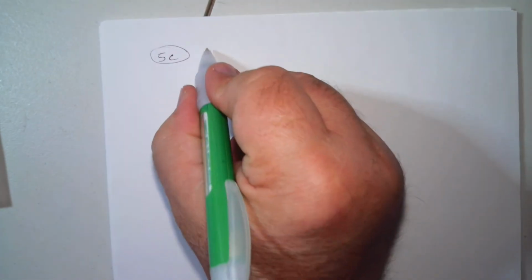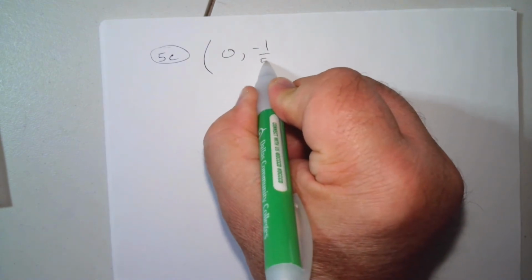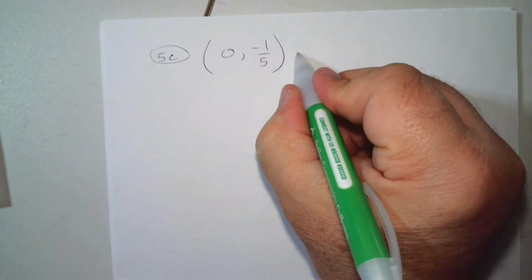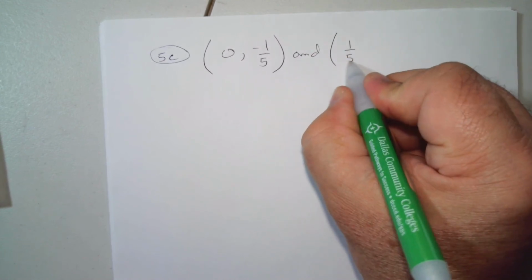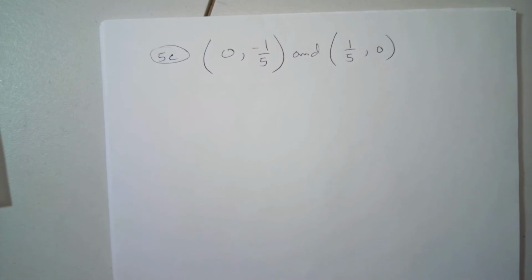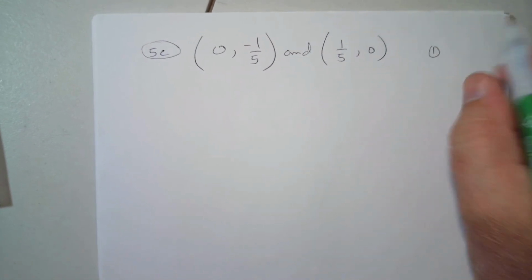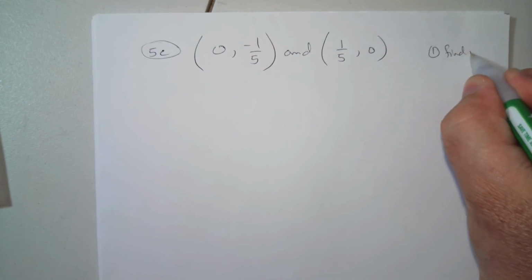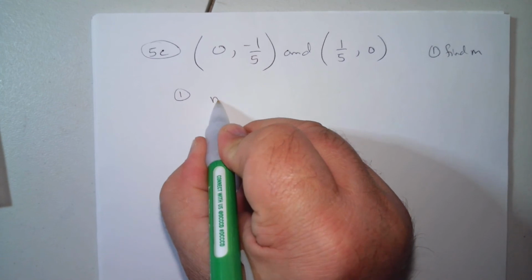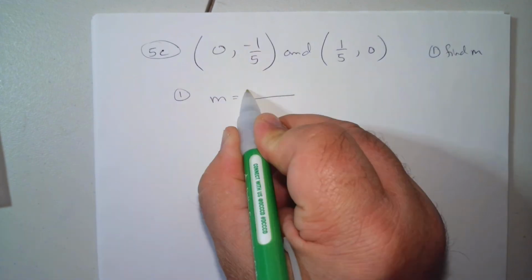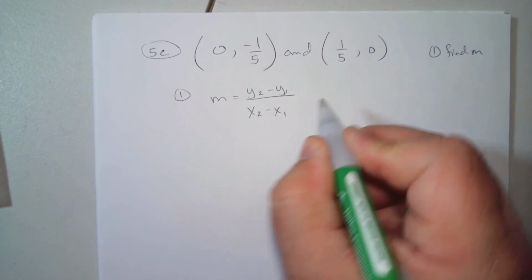C. The points here are 0, negative 1/5, and 1/5, comma 0. Find the equation of the line. First step, find m, the slope: y2 minus y1 over x2 minus x1.